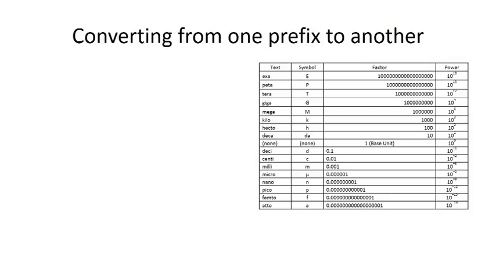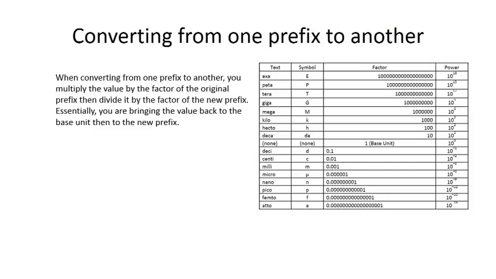Now the fun part, converting from one prefix to another. To achieve this, we take our value, multiply it by the factor of the prefix that we're converting from, and divide it by the factor of the prefix we're converting to. For example, to convert 452.9 milliamps to microamps, we take 452.9, multiply it by 10 to the power of negative 3, which is the factor for milli, and divide it by 10 to the power of negative 6, which is the factor for micro, and our answer is 452,900 microamps.